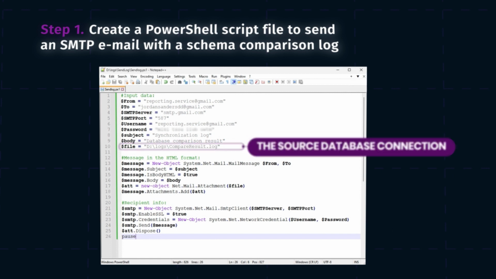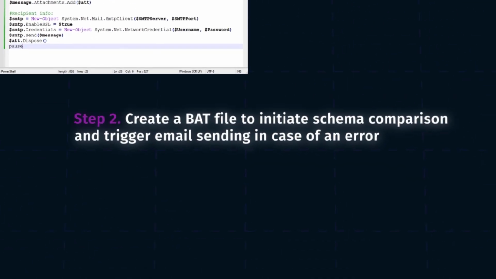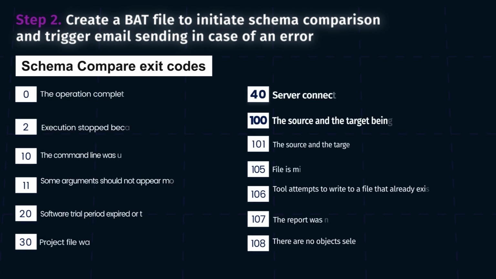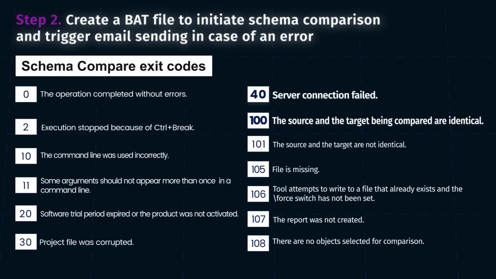The next step is to create a .bat file that will initiate schema comparison, generate a log file, and in the event of exit code 40 or 100, send a log file to a specified email address. Exit codes are numeric values returned by schema compare to provide information about the result of the comparison process. Each exit code is associated with a particular condition, such as success, failure, or another scenario. By configuring the script, you can set up automatic log sending based on specific exit codes.